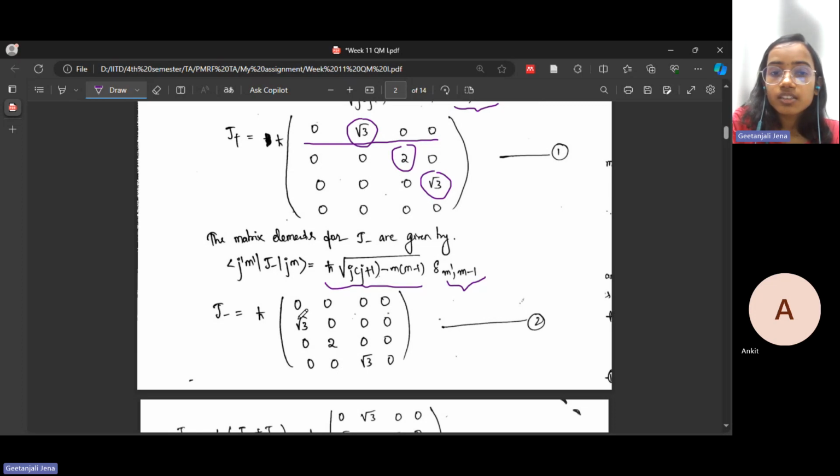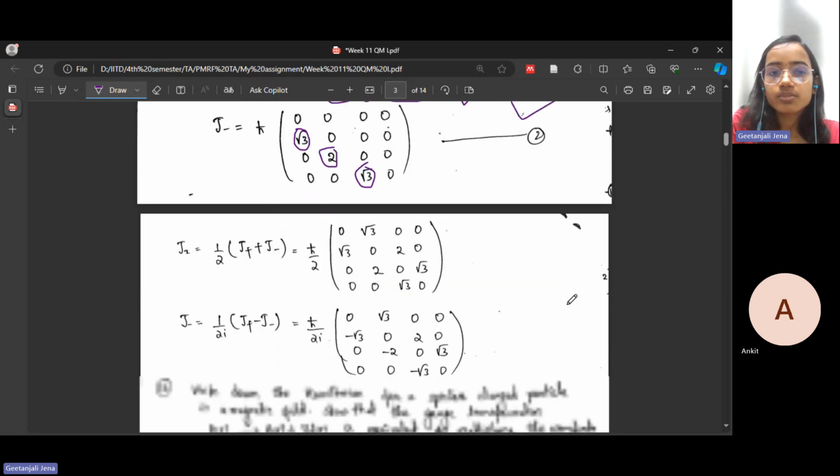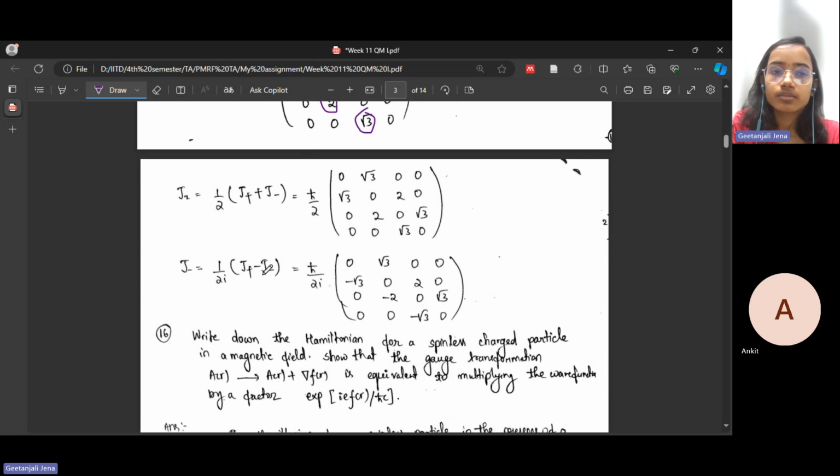So if you see, then you will see there is the 2 1 element, then 3 2 and 4 3. These elements will be non-zero, and you will get root 3, root 2 and root 3 by putting the value of j and m here. Okay, so now from 1 and 2 you have j plus and j minus, so you can easily calculate what is the matrix for jx and jy.